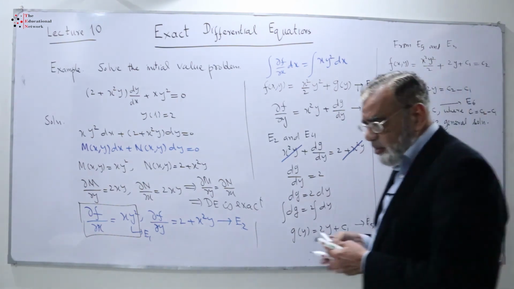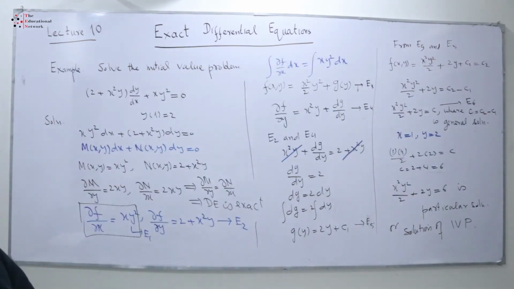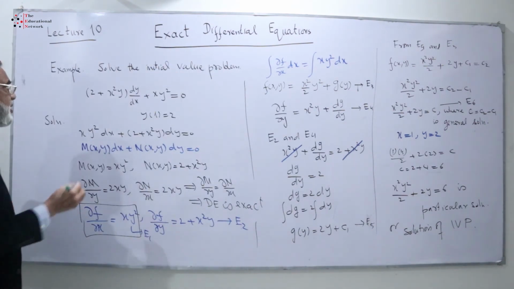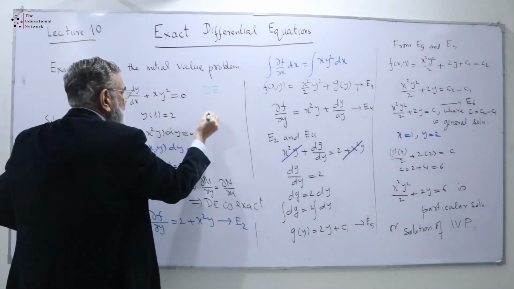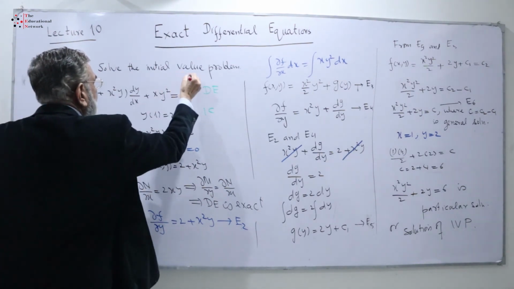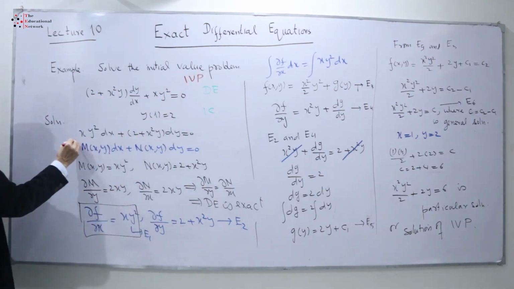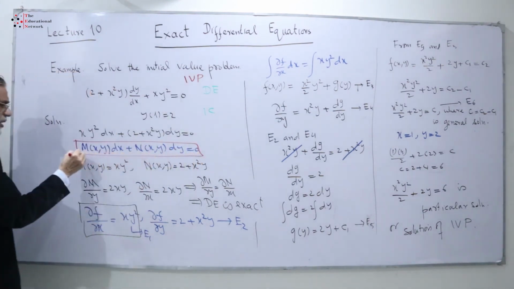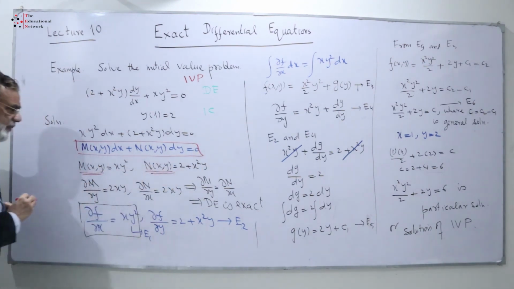I just give a quick revision of the details of the solution which we have done already. We have the differential equation and we are given here the initial condition. We call it as initial value problem, IVP. So we write our differential equation, compare with the standard form. I get the value of M(x,y), I get the value of N(x,y).